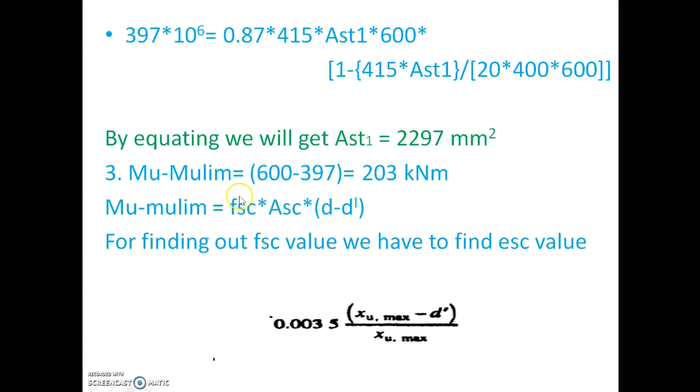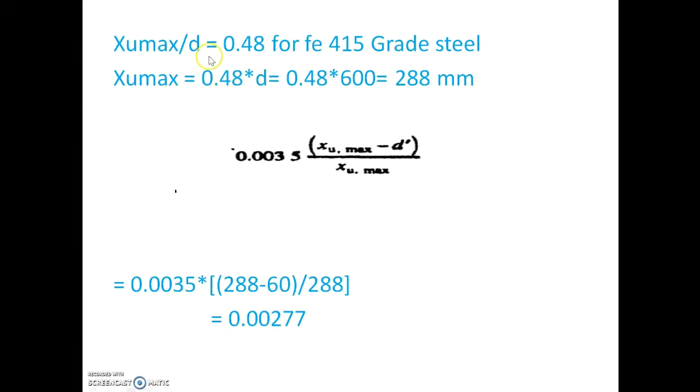For finding out the FSC value, we have to calculate epsilon SC, that is, the strain value. That is 0.0035 into XU max minus D dash by XU max. So in this equation, we have to find out the XU max value. For a Fe415 grade steel, the XU max by D value is equal to 0.48. So XU max is equal to 0.48 into D. We will get 288 mm.